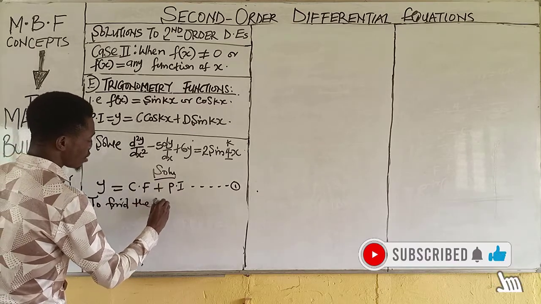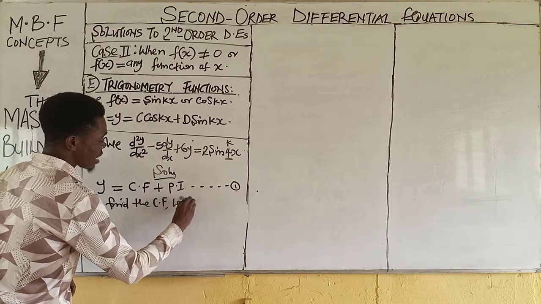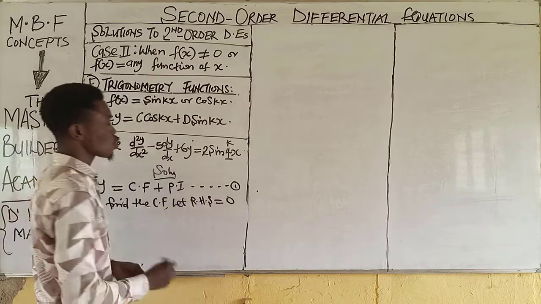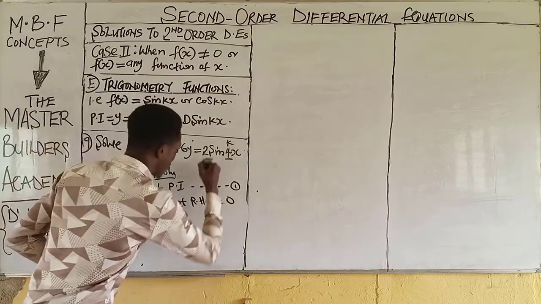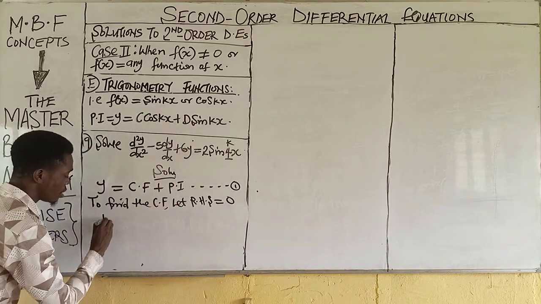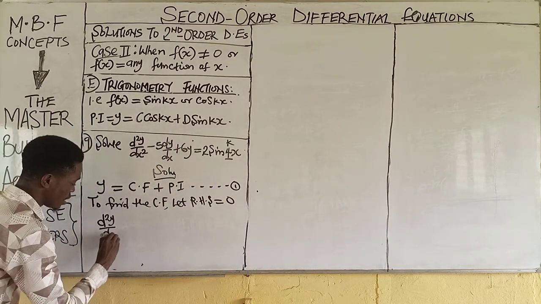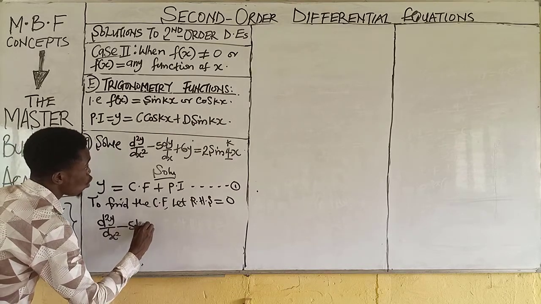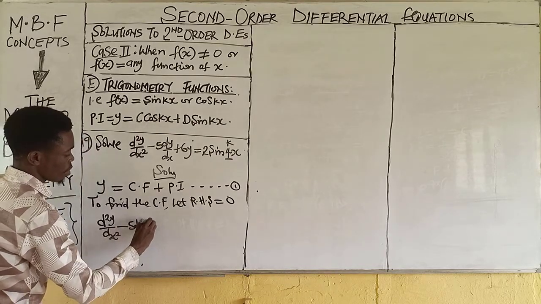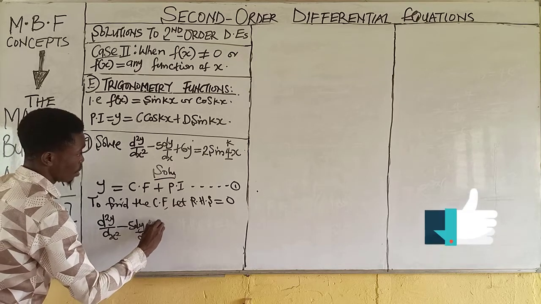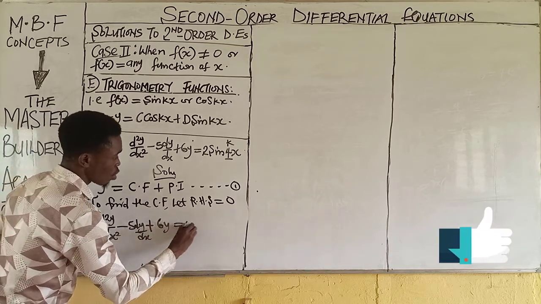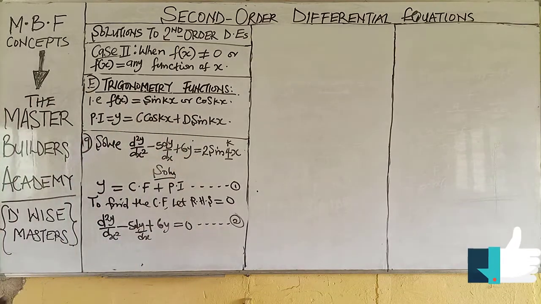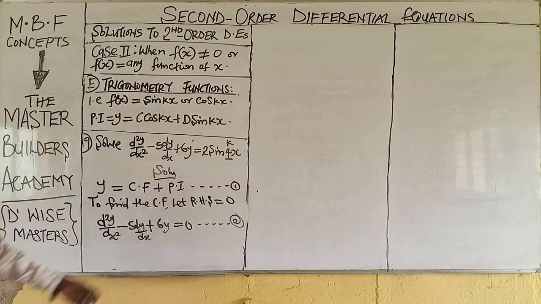Now, at this point, we quickly set out to find the complementary function. Let the right hand side of our given equation be equal to 0. So automatically we are going to replace this guy with 0, and we have the equation as d squared y over dx squared minus 5 dy over dx plus 6y is equal to 0. This is giving us equation 2. Alright? Now from here we can obtain equation 3.